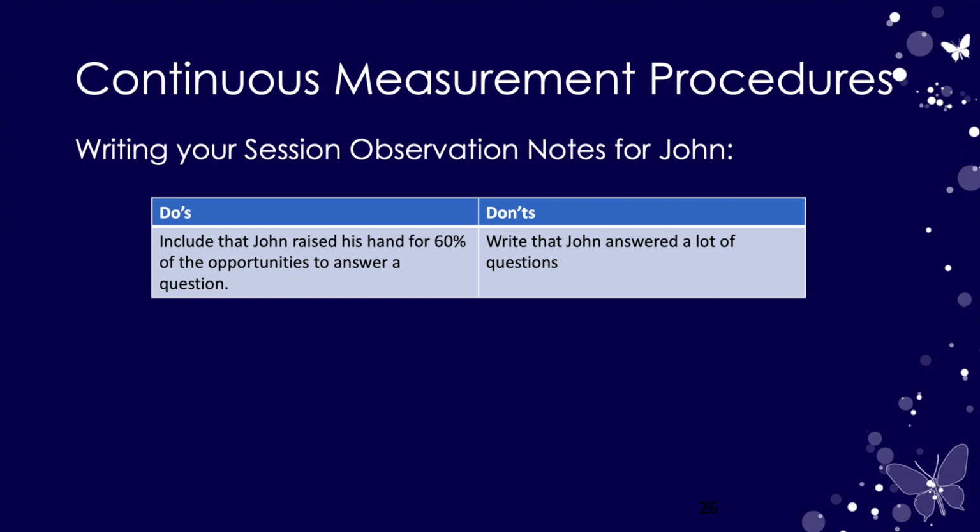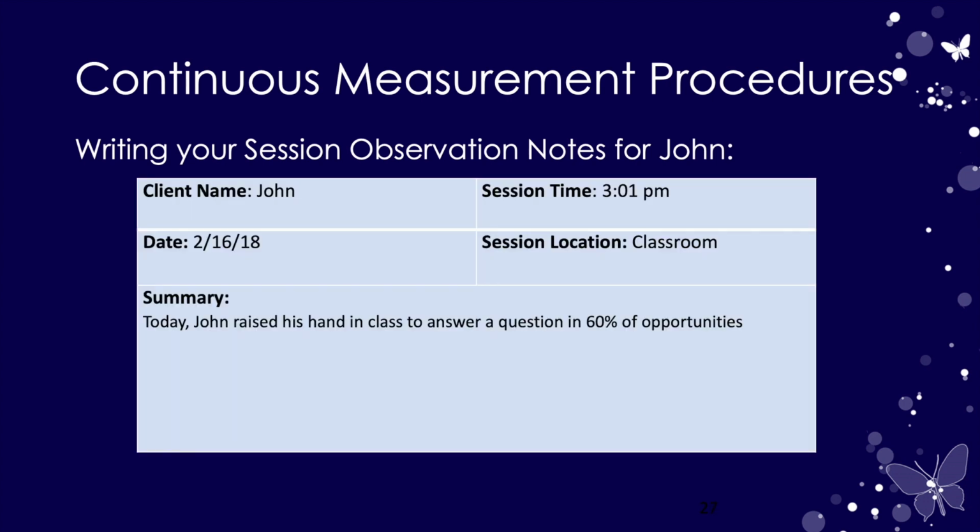Let's look at how we would write the session observation notes for John. Do's. Include that John raised his hand for 60% of the opportunities to answer a question. This lets the supervisor know the specific amount of questions that John answered and the amount of opportunities he had to answer the questions. Don'ts. Writing that John answered a lot of questions. This does not give us an objective and descriptive idea about John's behavior of answering questions. Here is an example of how to write a session observation note for John.